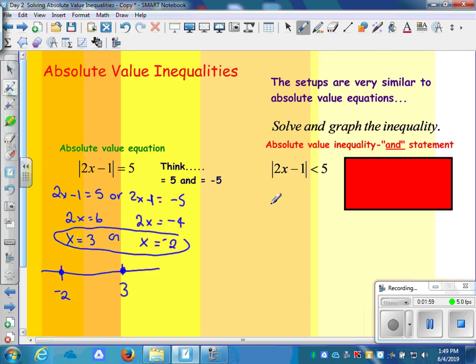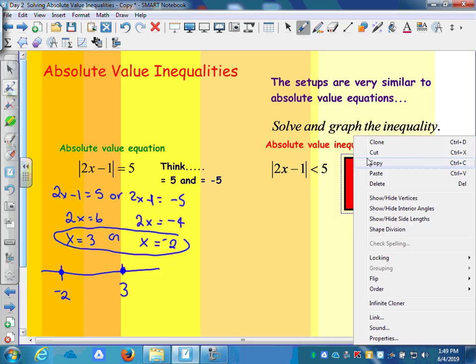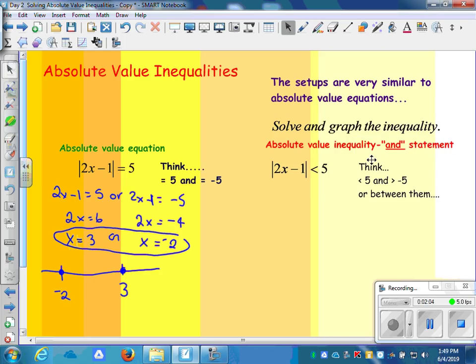Now let's go ahead and work out the same problem as an inequality. So what we do here is we think about breaking it into two inequalities, but we have to rewrite the 5 as a negative 5, and we also have to change the inequality symbol. So I have 2x minus 1 less than 5, and the second one is going to be 2x minus 1 greater than negative 5. Because we're changing the 5 to a negative, we also need to flip the inequality symbol.